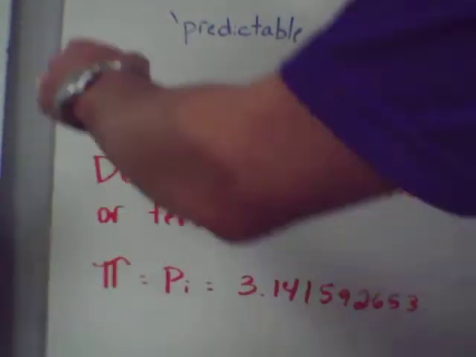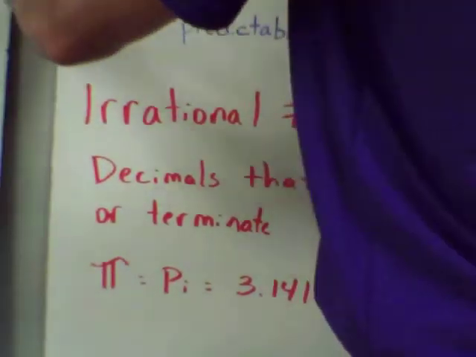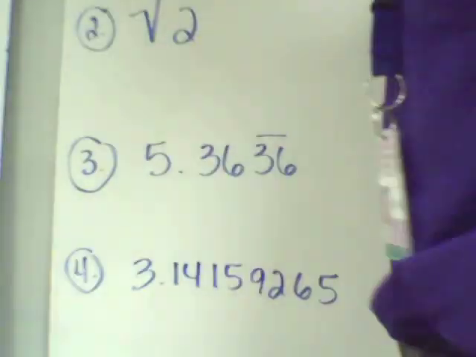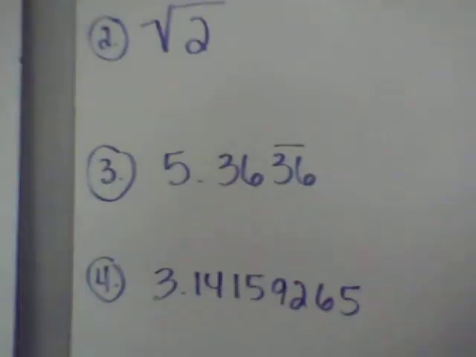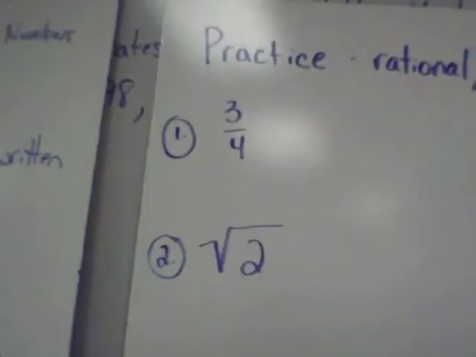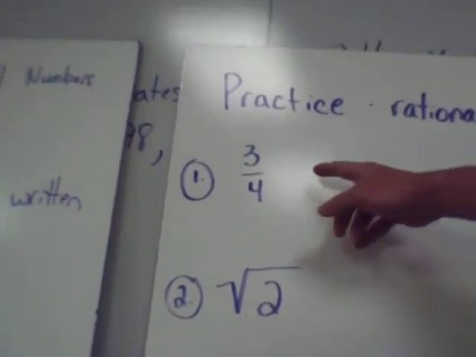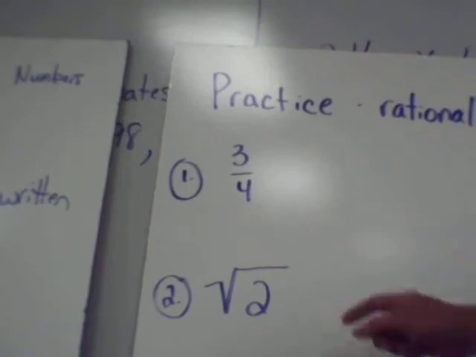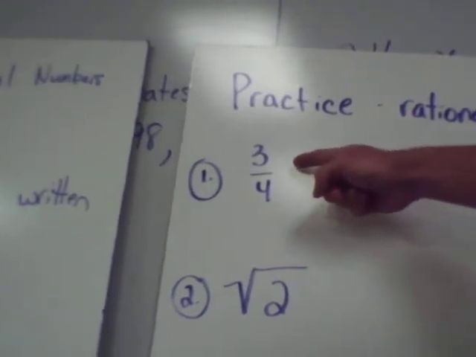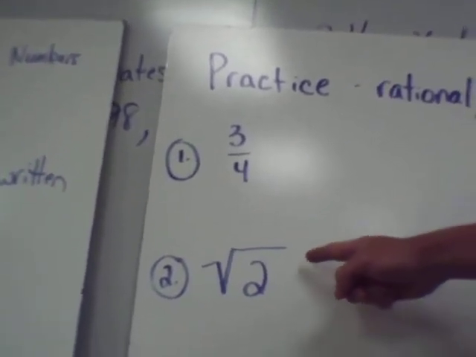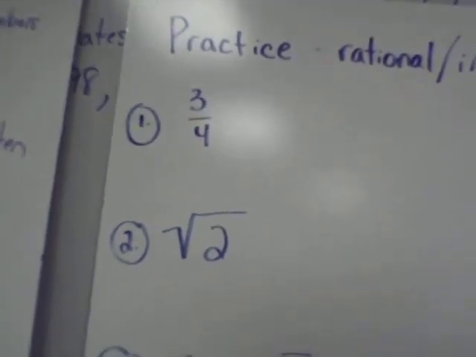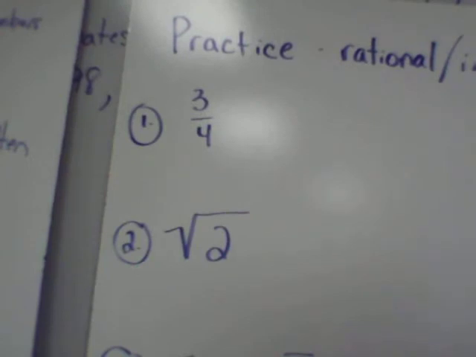Now, I've got a couple practice problems for you to do tonight. Again, they're practice. You can try them if you want. I would encourage you to try them. And you just have to tell me if it's an irrational or a rational number. The first one is 3/4. The second one is the square root of 2. And yes, you can look at your calculator for this one if you want to figure out your scientific calculator.